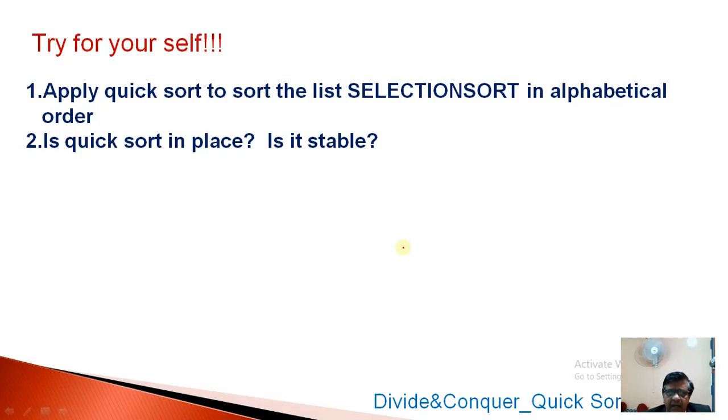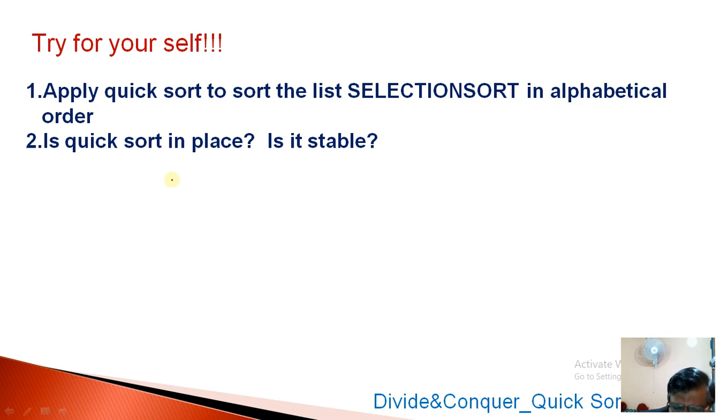And there are two questions left to my respected listeners. Apply quicksort to sort the list 'selection sort' in alphabetical order. You make the first element the pivot in the usual way, and you have to show all the steps. Is quicksort in place? Is it stable? For this question I will give a hint.